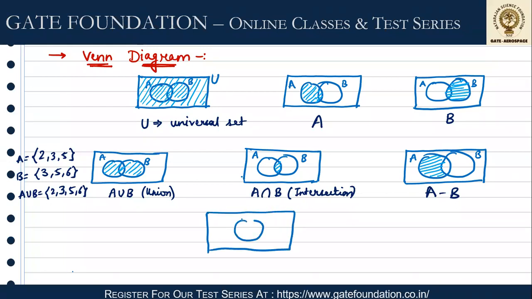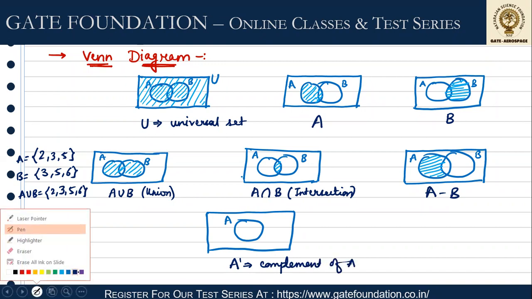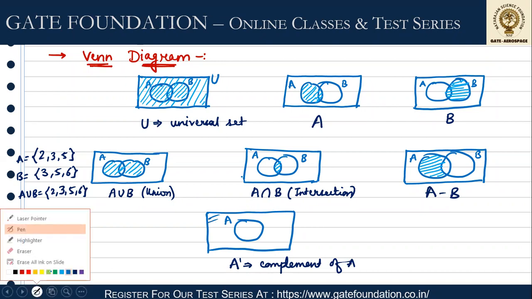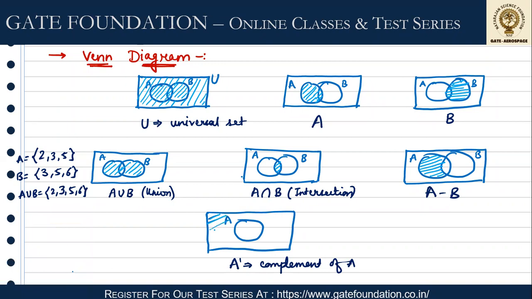Right. And last one. So let's say I have a single set A. So we can define another set which is known as A dash or represented as complement of A. So complement of A basically consists of all the elements which are there in the universe but which are not a part of A. Right? Like this. So A won't be there but rest all the things will be there.